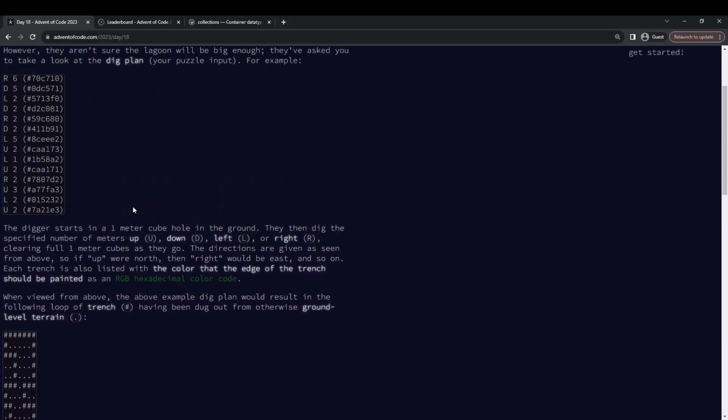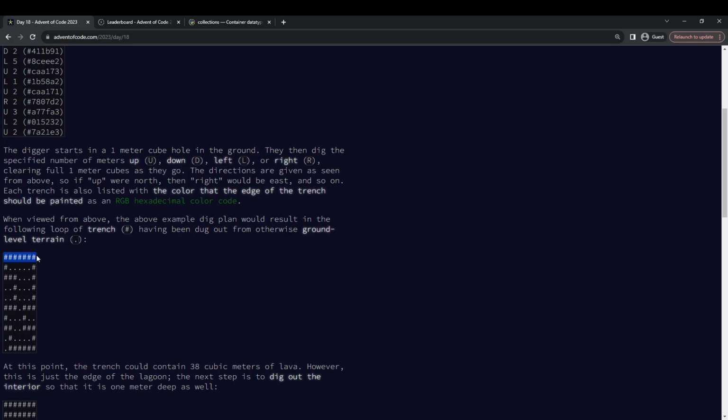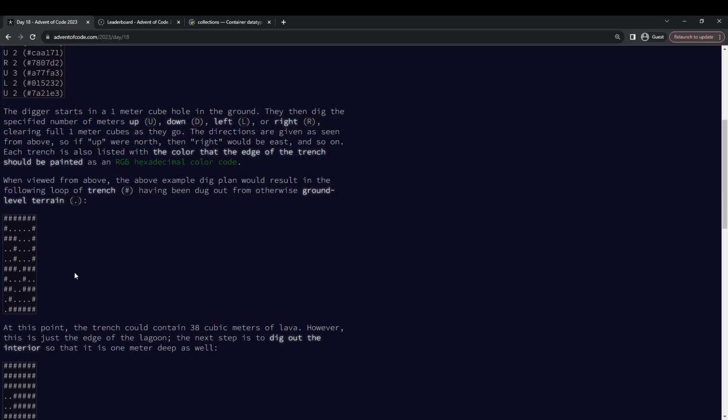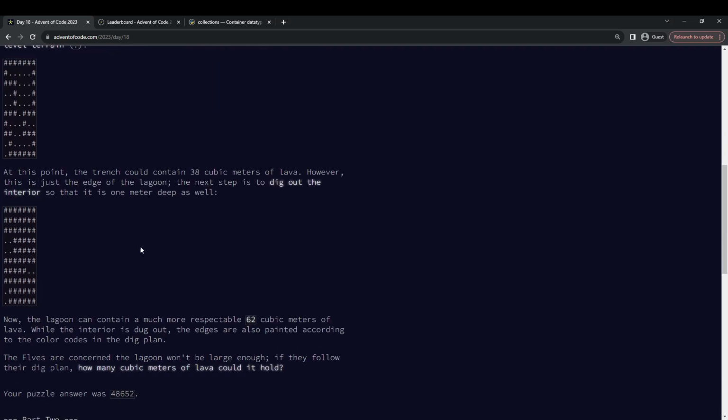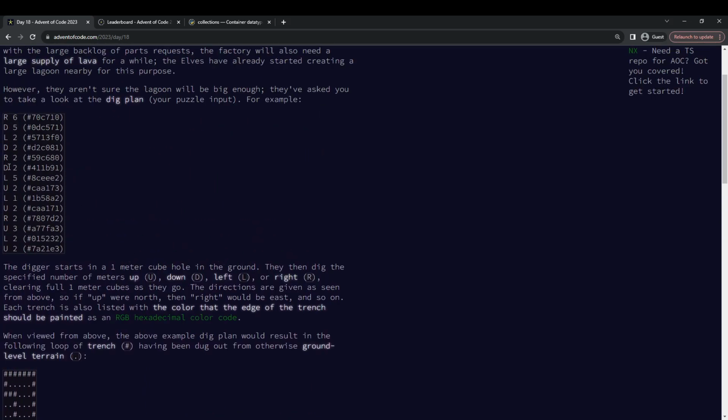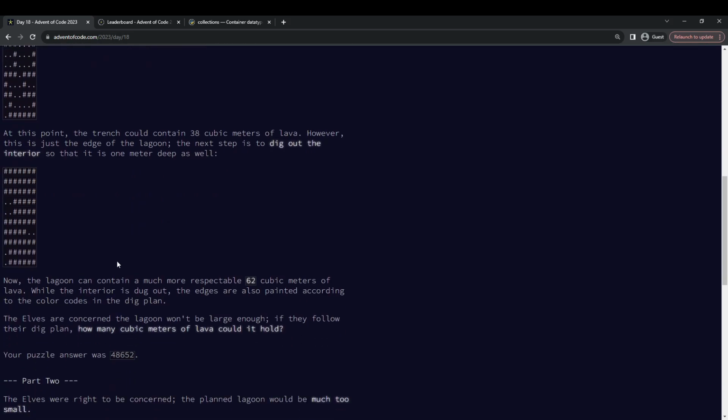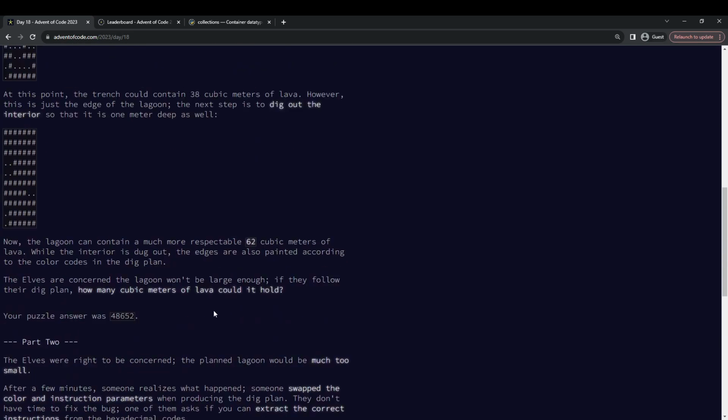So we're given, basically we're tracing out this path, like go X steps to the right, Y steps down, Z steps left, whatever. Tracing out some path, starting and ending at the same place. And the question is how many squares are inside the path, including the path itself. And in part one, all the numbers are pretty small. And in part two, the numbers are really big.